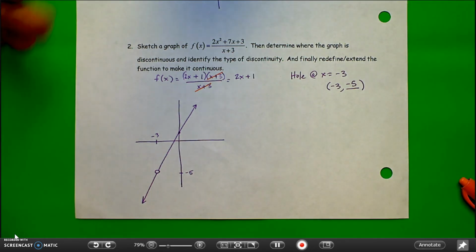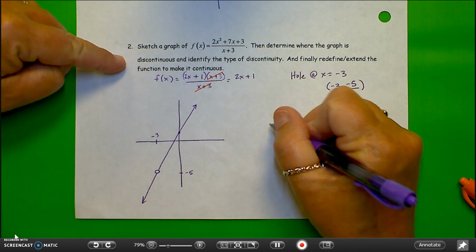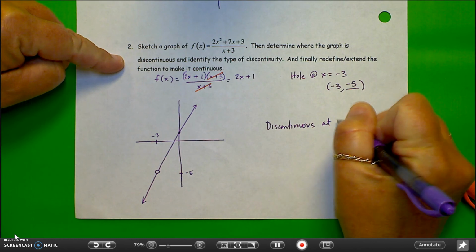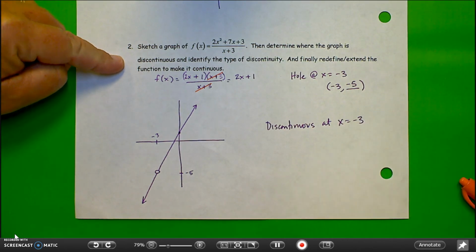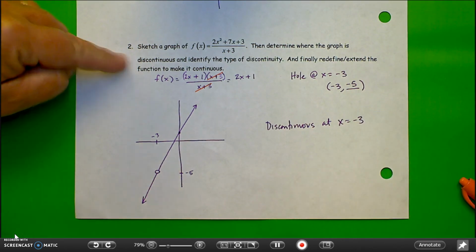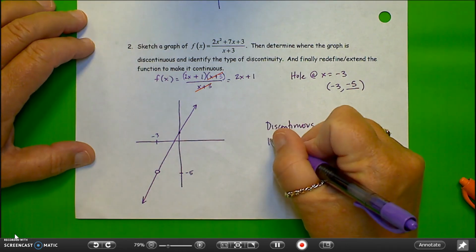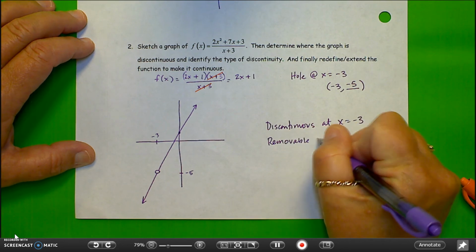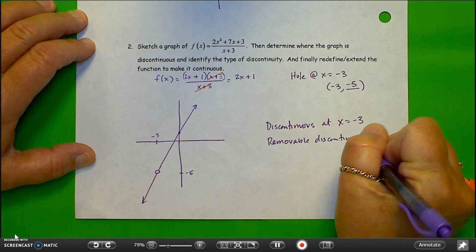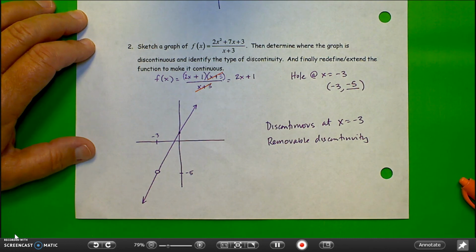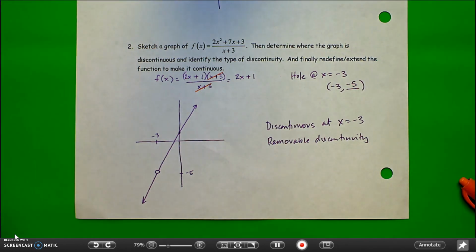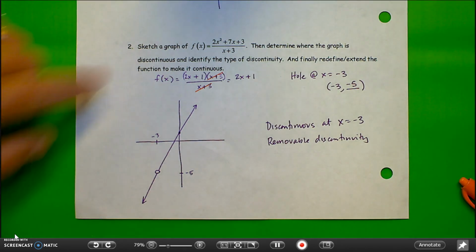So let's start answering the questions here. Where is the graph discontinuous? It's discontinuous at x equals -3. Remember, all you need is the x location. The type of discontinuity? It's a removable discontinuity. The discontinuity is caused by the hole, okay, but it's called a removable discontinuity. Finally, it wants us to redefine or extend the function to make it continuous.